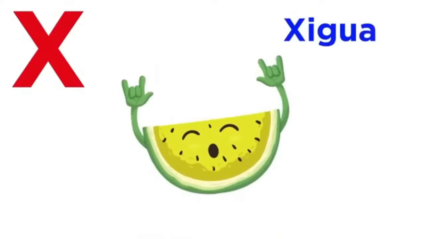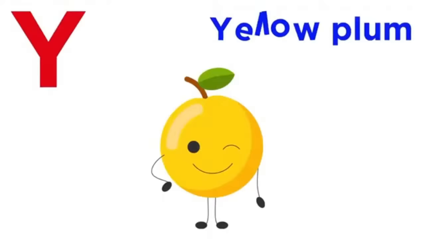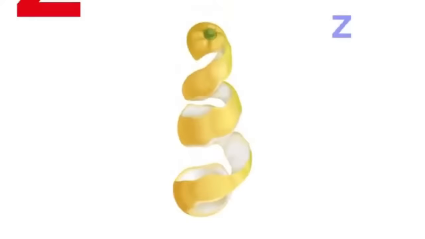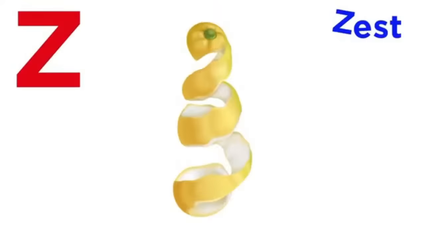W for wolfberry. W-O-L-F-B-E-R-R-Y. Wolfberry. X for zigua. X-I-G-U-A, zigua. Y for yellow plum. Y-E-L-L-O-W-P-L-U-M, yellow plum. Z for zest. Z-E-S-T, zest.